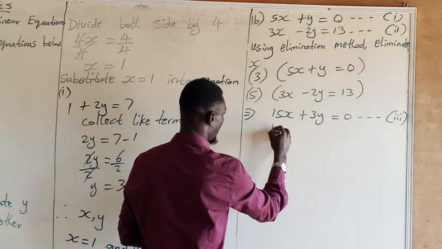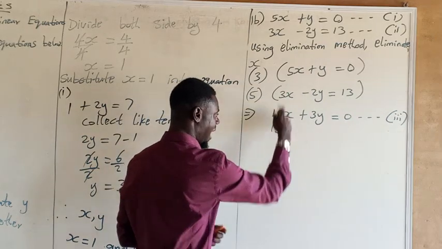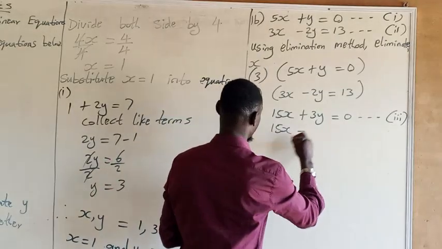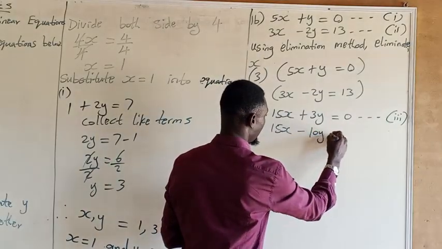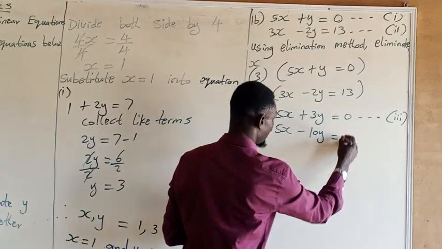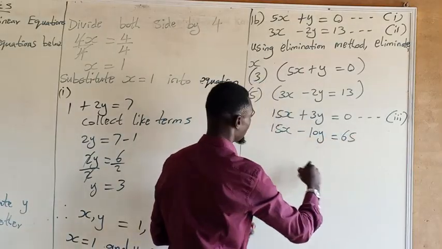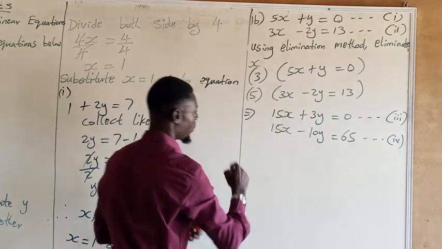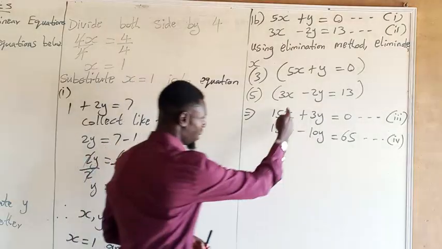Now, 5 times 3 will give us 15. Are you observing? We already have the same coefficient, which is our aim. 5 times 2y will give us 10y is equal to 5 times 13 will give us 65. This becomes equation 4. Now, if you check very well, these two are the same.